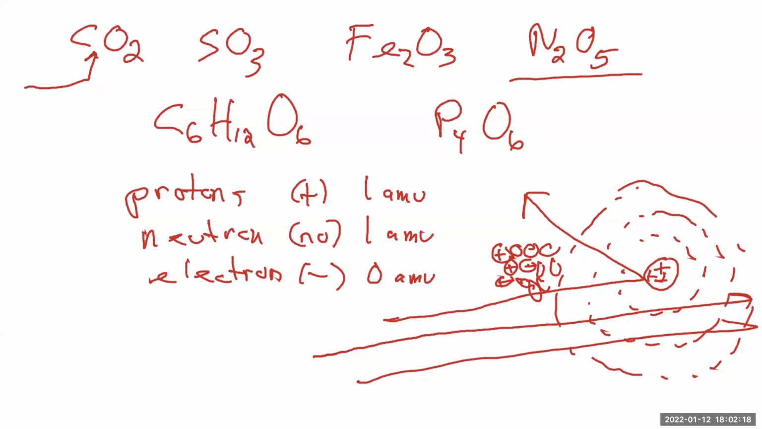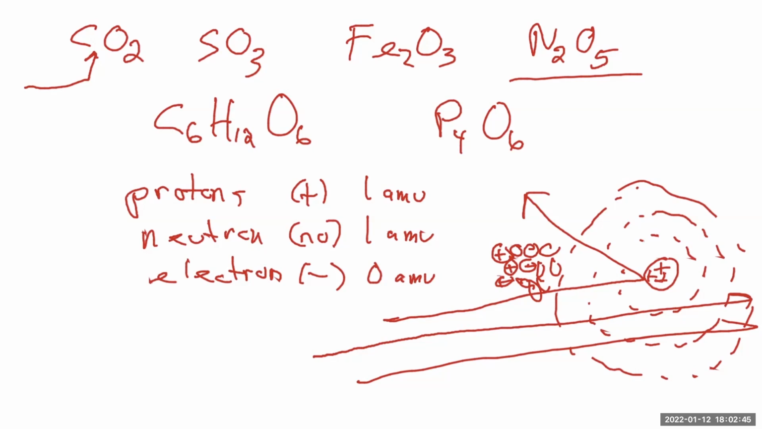The number of protons determines what element it is. If you have 6 protons, it's carbon. If you have 16 protons, it's sulfur. If you have 12 protons, it's magnesium. So the number of protons determines your element. And the number of protons is written on the periodic table as a number above each symbol.